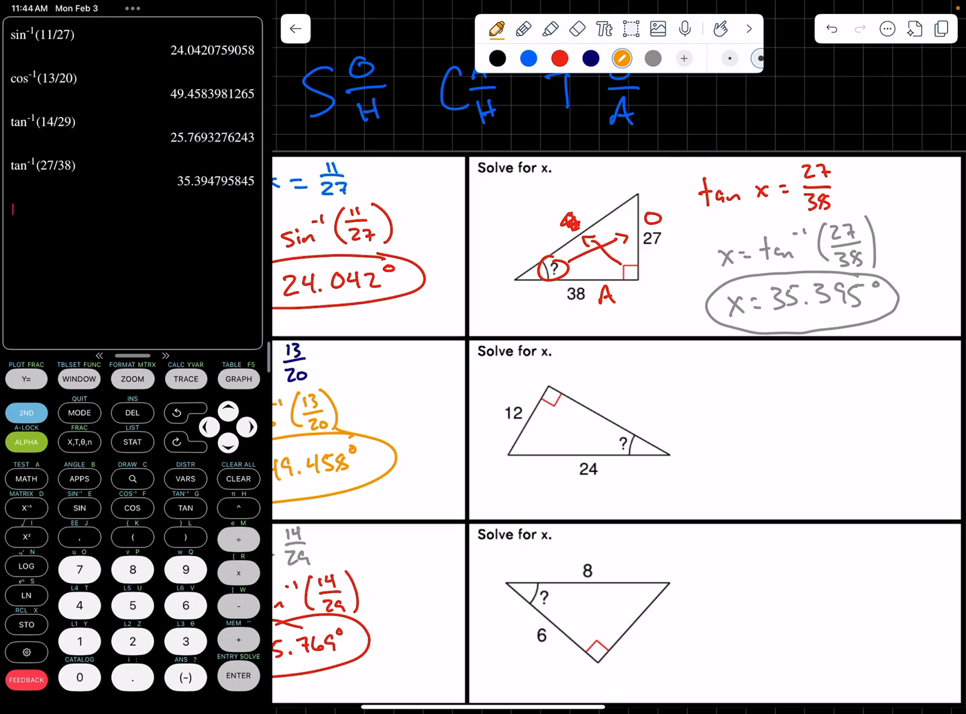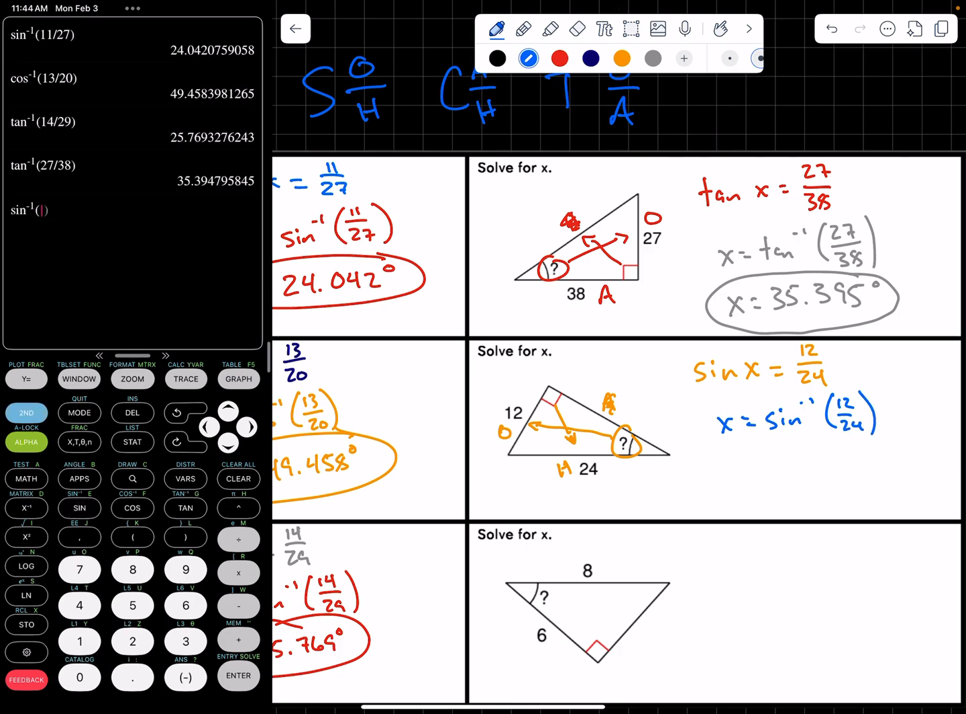We have our hypotenuse down here. We are given our opposite but no adjacent, so we're going to be using sine. Sine of x equals opposite 12 over hypotenuse 24. So x is going to equal sine inverse of 12 over 24.